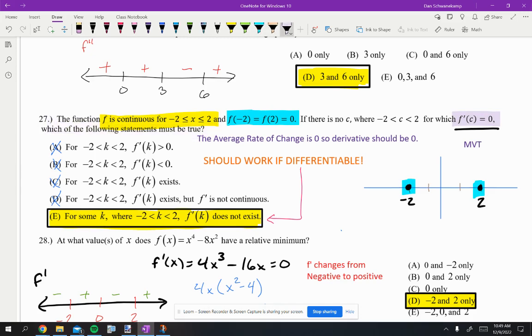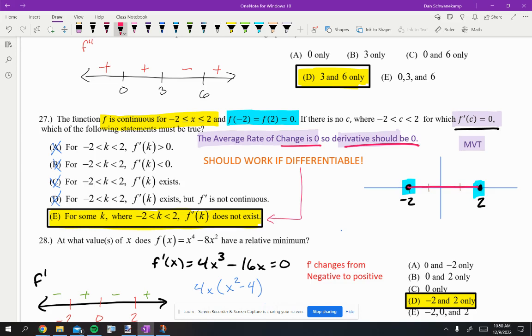And for this one, it's talking about slope. So in particular, I'm thinking about mean value theorem, okay? Remember what mean value theorem states. Mean value theorem states that the average rate of change is going to be equal to the derivative. Well, the average rate of change between -2 and 2 is definitely 0, because if I drew a line, oh yeah, that slope is 0 that whole time. The average rate of change is 0, okay? So if the average rate of change is 0, then the derivative should be 0 by mean value theorem, okay?